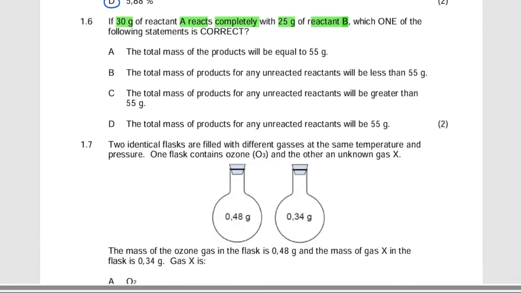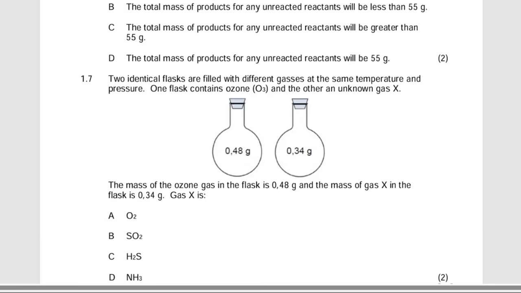Which one of the following statements is correct? It says the total mass of the product will be equal to 55 grams. So the first one there, if we add 30 plus 25, we're going to get a value of 55. So it means our correct option there, there is no need for us to proceed with the other options. Our correct option is going to be A. If we add that mass, 30 plus 25, we're going to get 55 grams. Then proceeding to the next question, which is our 1.7.